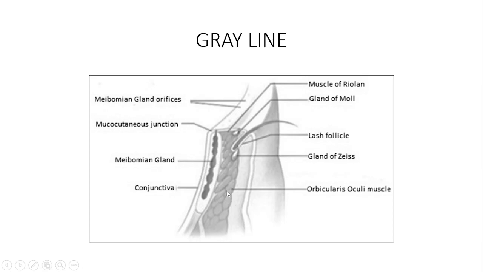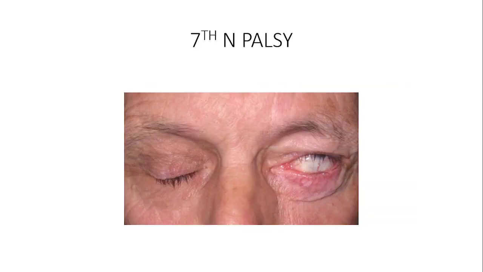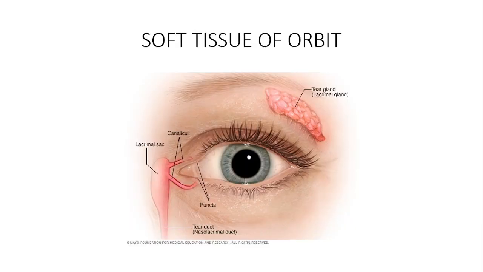So there is a difference between the meibomian glands found in the upper and those found in the lower eyelids. In the upper eyelid, there are about 30 to 40 meibomian glands, whereas in the lower eyelid, the quantum is about 20 to 30 meibomian glands. So I would like to show you the normal position of the eyelid.